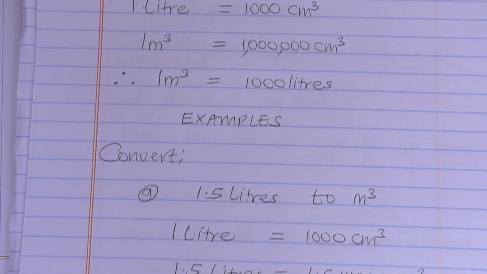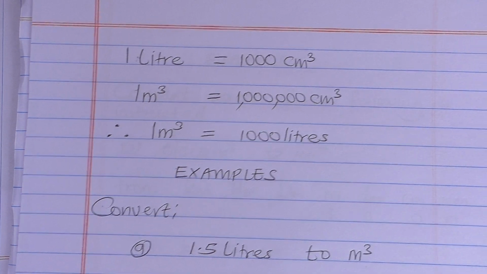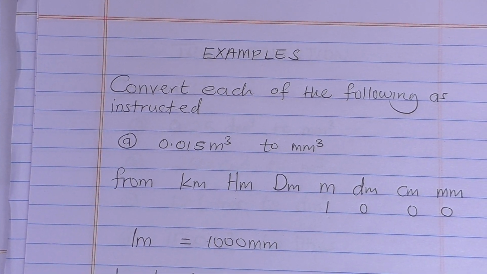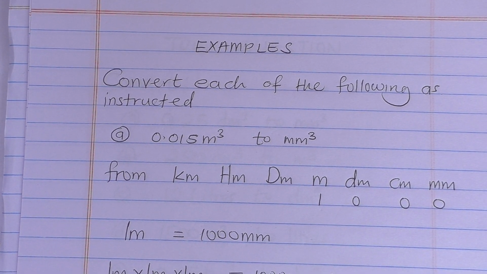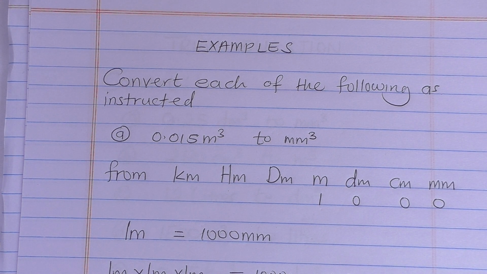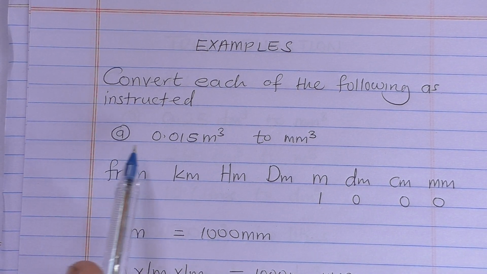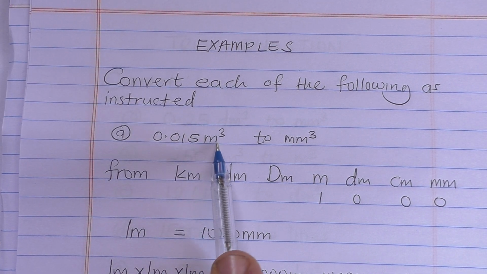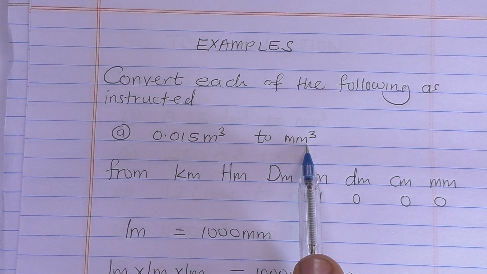Let us look at the examples. Example 1, we are told to convert each of the following as instructed. Part A, we have 0.015 meters cubed to millimeters cubed.